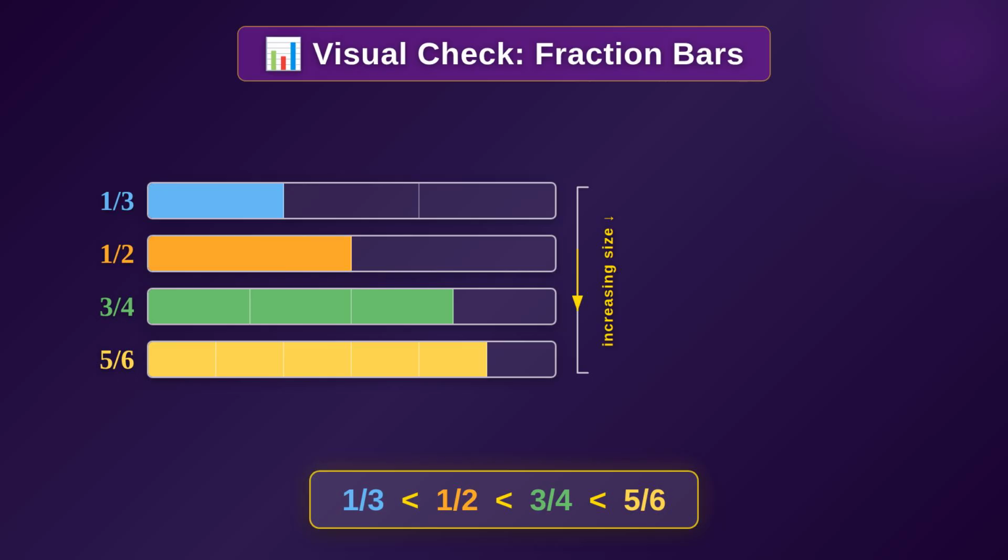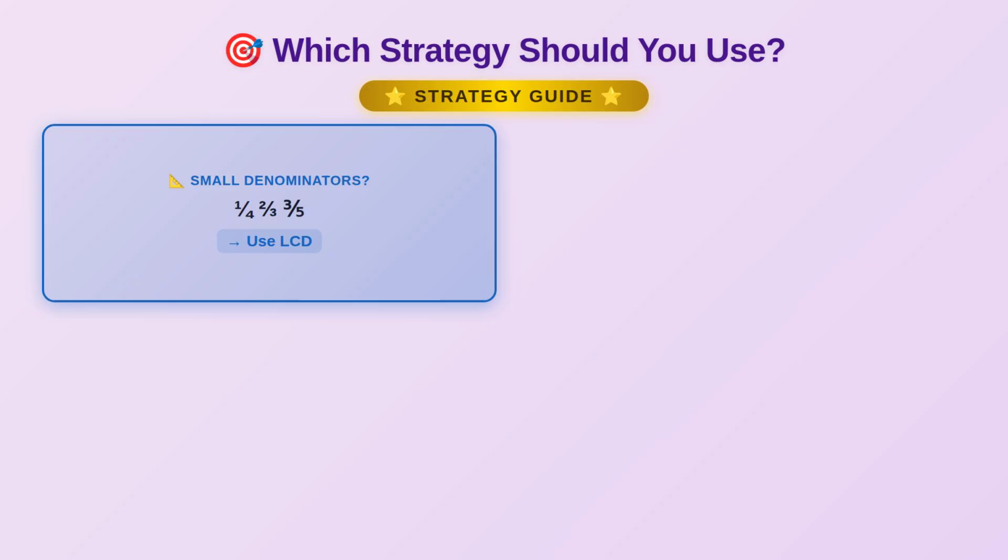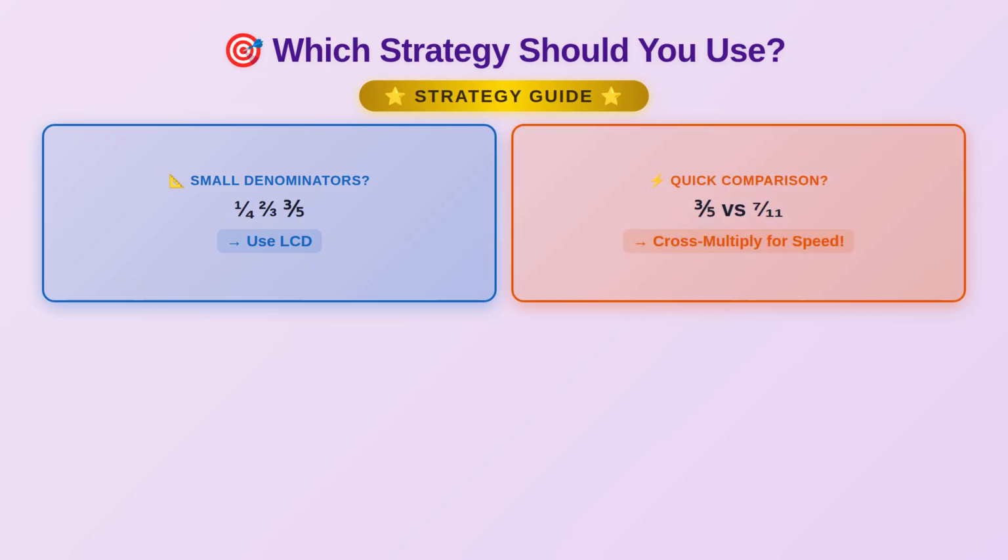See how the bars go from shortest to longest, left to right? That matches our order perfectly: 1/3, 1/2, 3/4, 5/6. When in doubt, drawing a quick fraction bar is a great way to double-check your work.